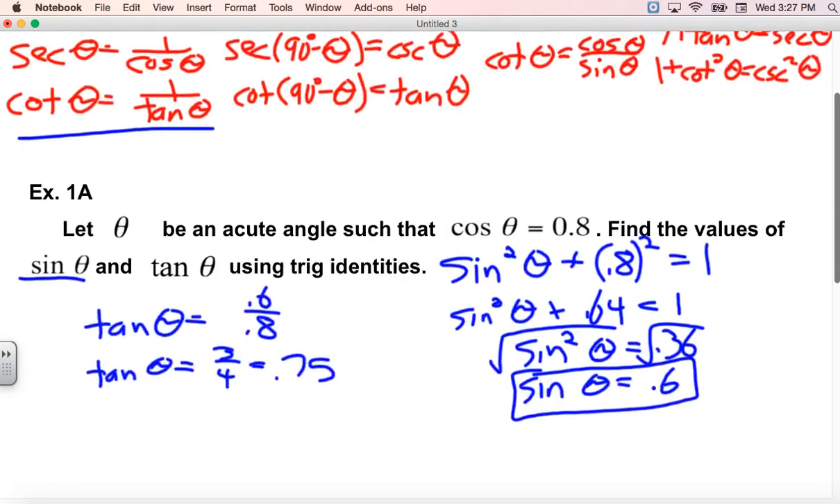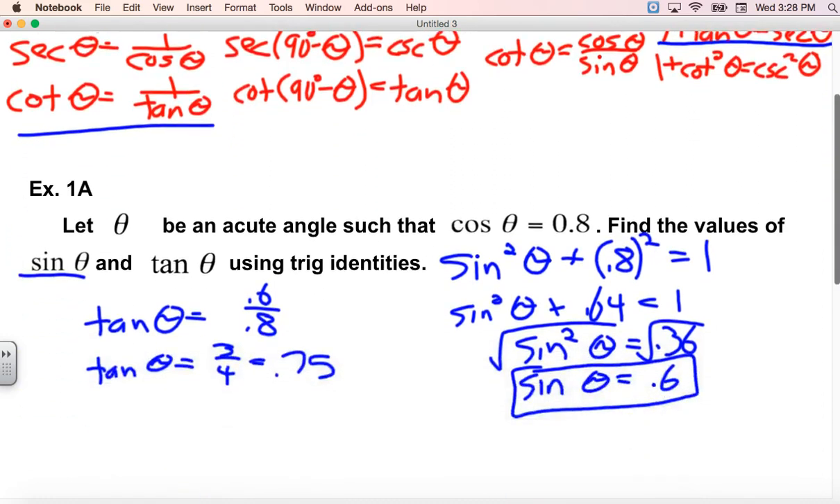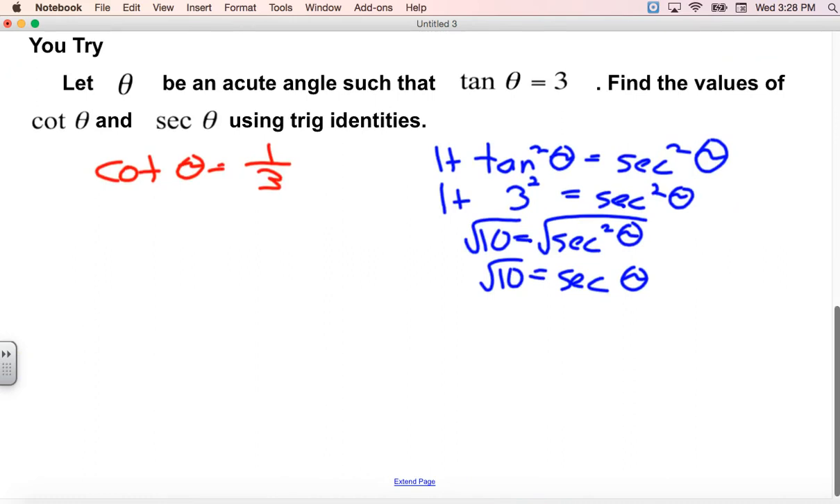Second one, to find secant. We need to try to figure out which one of these identities uses secant and tangent together. And you can see that's one of our Pythagorean identities. 1 plus tangent squared equals secant squared. So we plug in our values for it. So tangent theta is 3. So we do 1 plus 3 squared, since tangent is 3, equals the secant squared. 3 squared is 9, plus 1 is 10. And then to get secant by itself, we take the square root of both sides. So secant theta is the square root of 10. So there's an example of how we can use those identities.